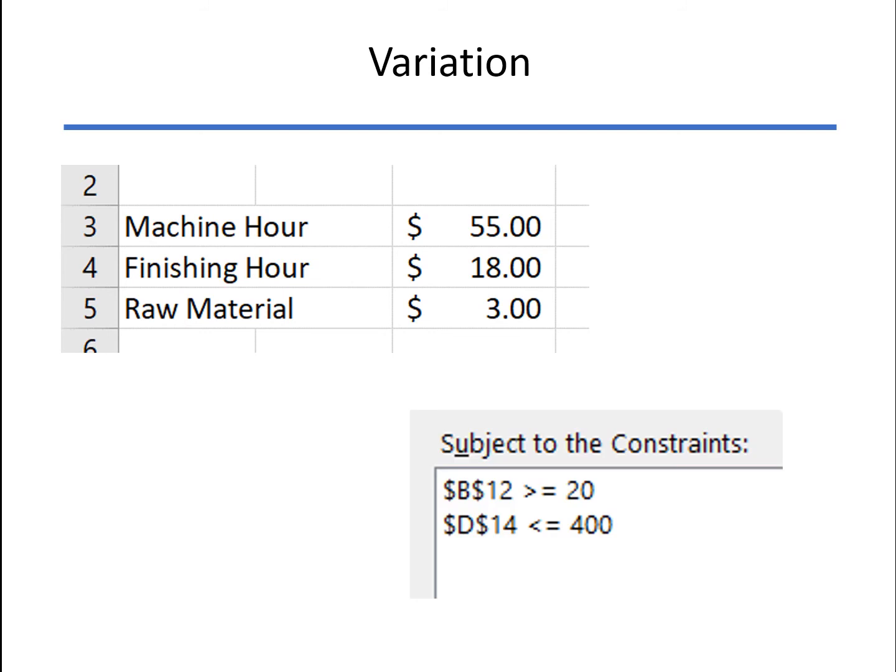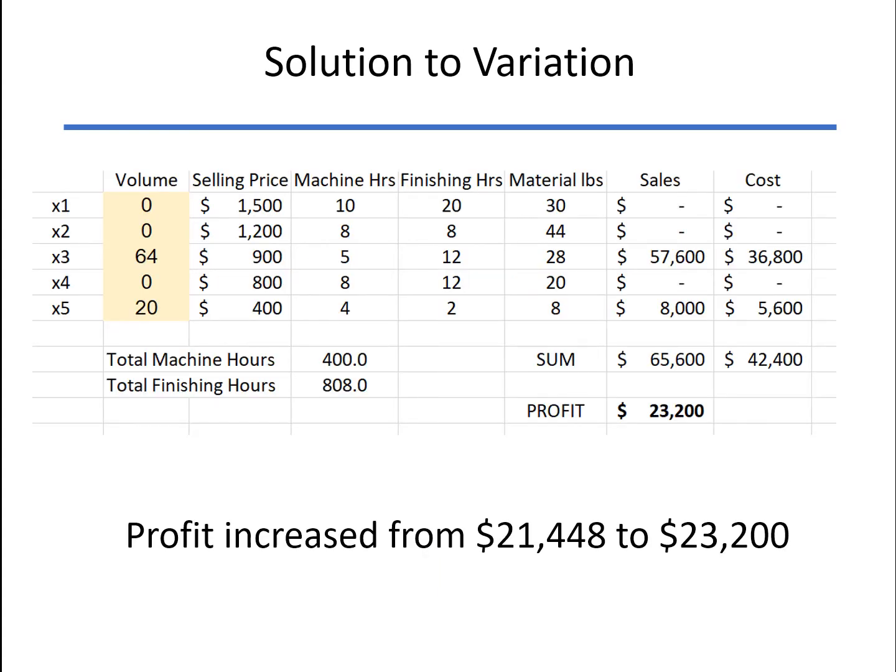And again, by changing the constraints, so we remove the constraint on finishing hours and change the machine hour constraint to 400, you can see, yeah, it's worth doing. We actually increased the profit from $21,000 up to $23,000 a month.